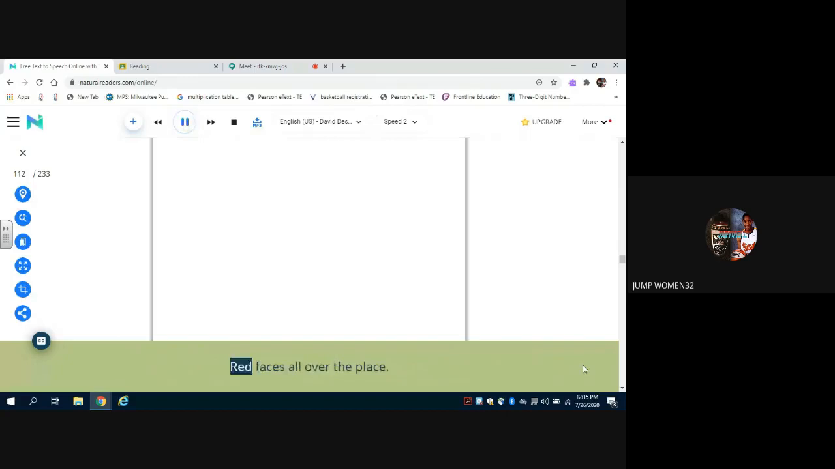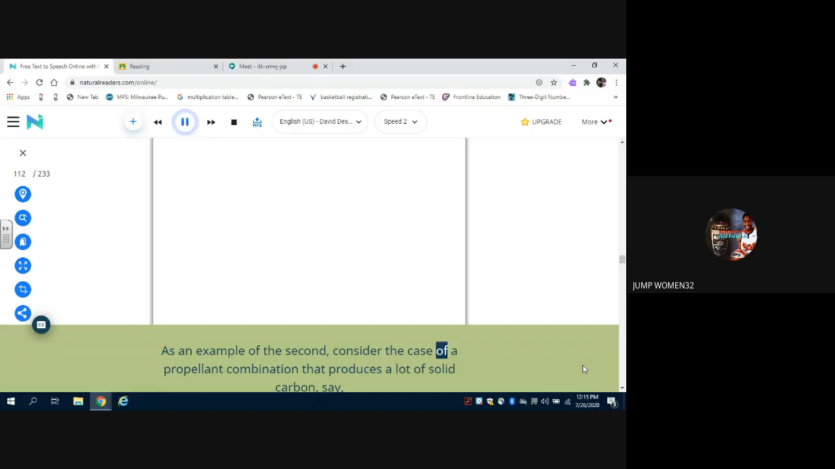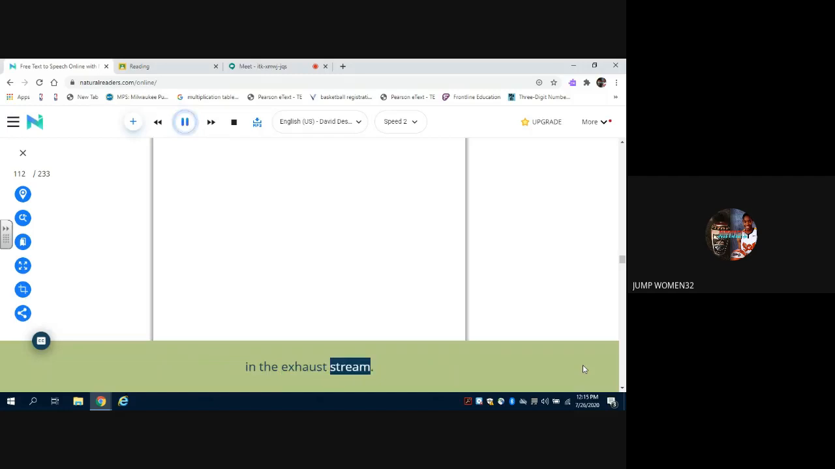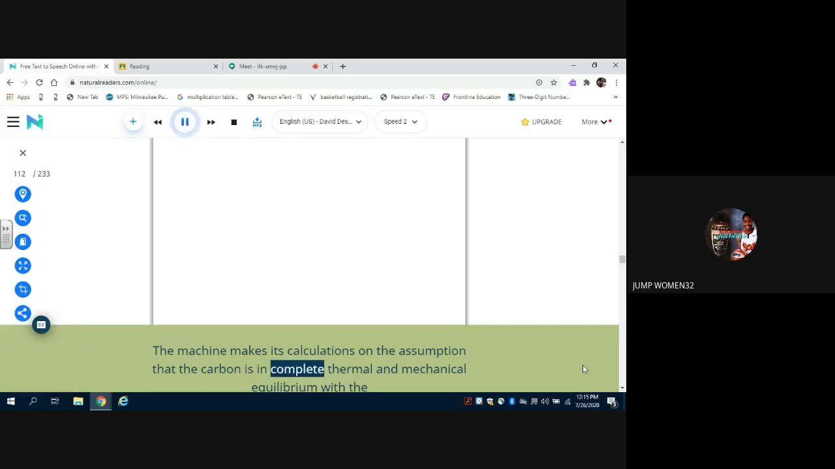As an example of the second, consider the case of a propellant combination that produces a lot of solid carbon, say, in the exhaust stream. The machine makes its calculations on the assumption that the carbon is in complete thermal and mechanical equilibrium with the gaseous part of the exhaust. A bit of common sense suggests that this will not be so, since heat transfer is not an infinitely rapid process, and that the carbon may well be exhausted considerably hotter than the surrounding gas. So you look at the printout with considerable pessimism and wait for experimental results before committing yourself.